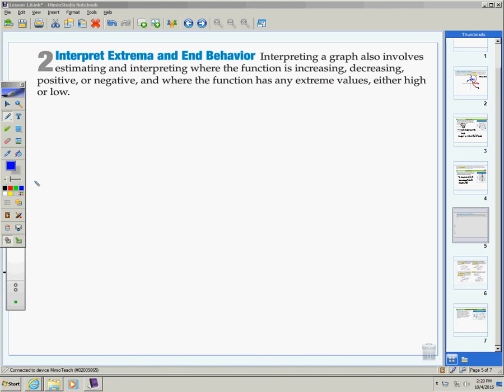Talk about is interpreting extrema and end behavior. So when we're interpreting a graph, it also involves showing where the function is increasing, decreasing, positive or negative, and where the function has any extreme values, either high or low. Okay? This increasing or decreasing, we've already done this.